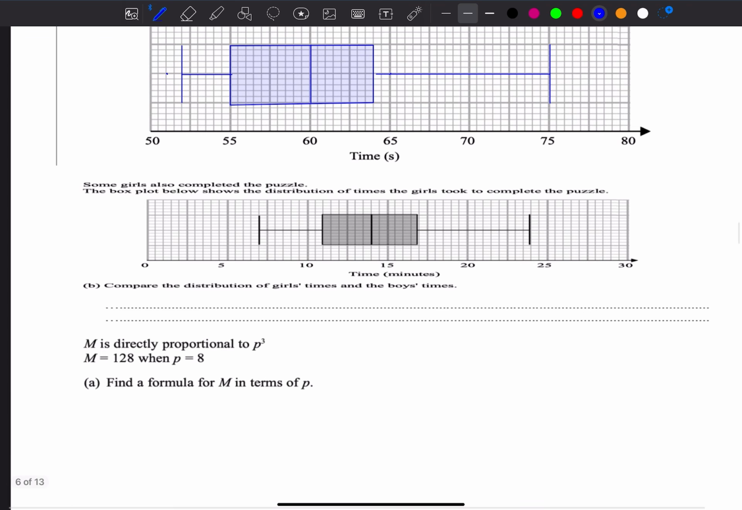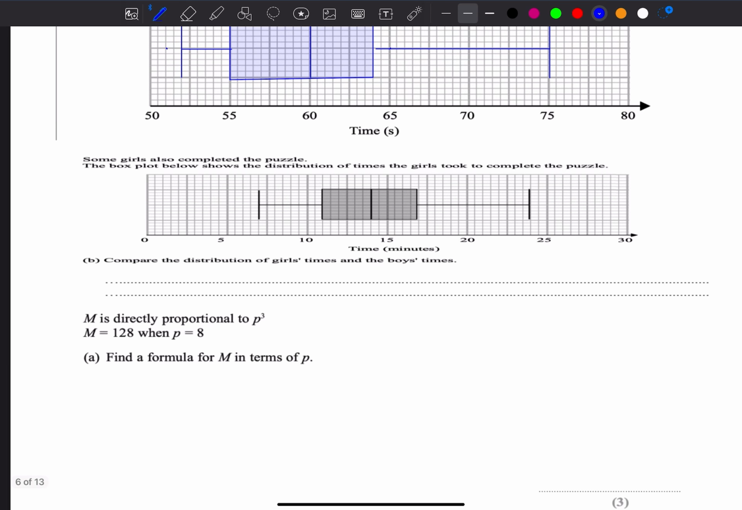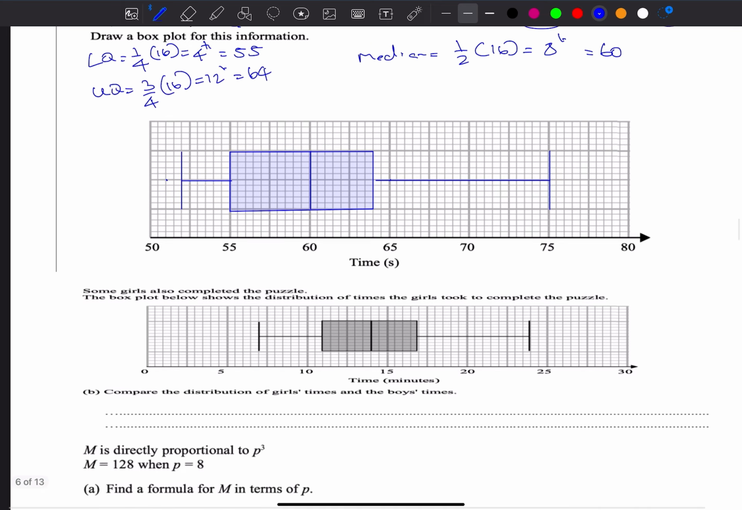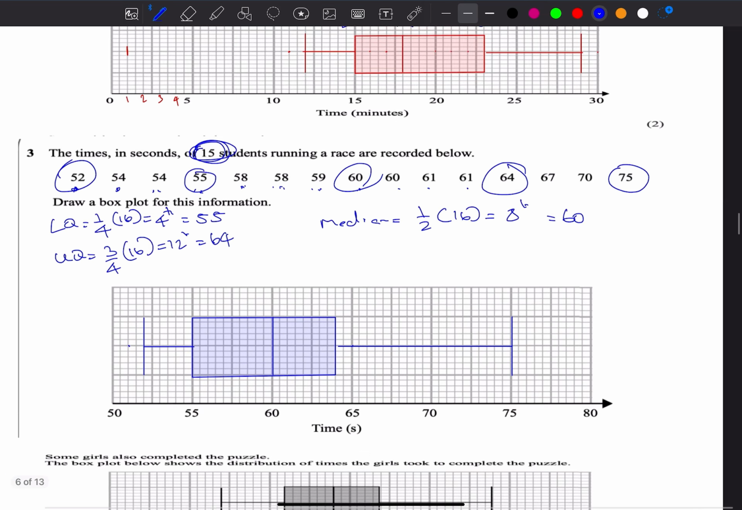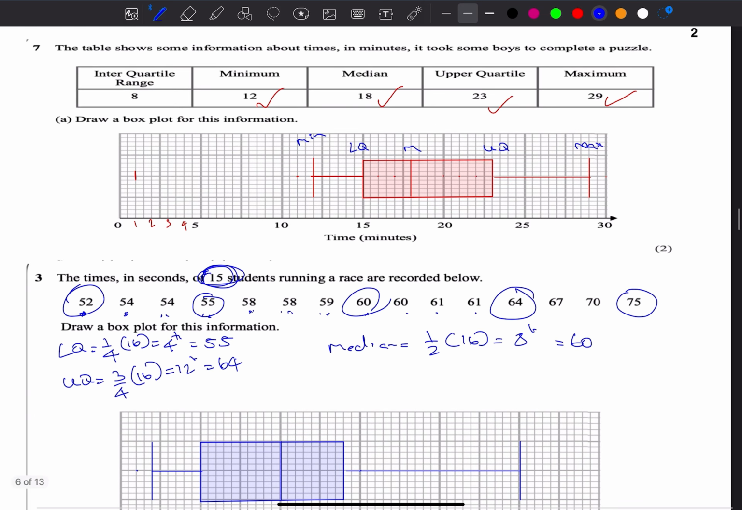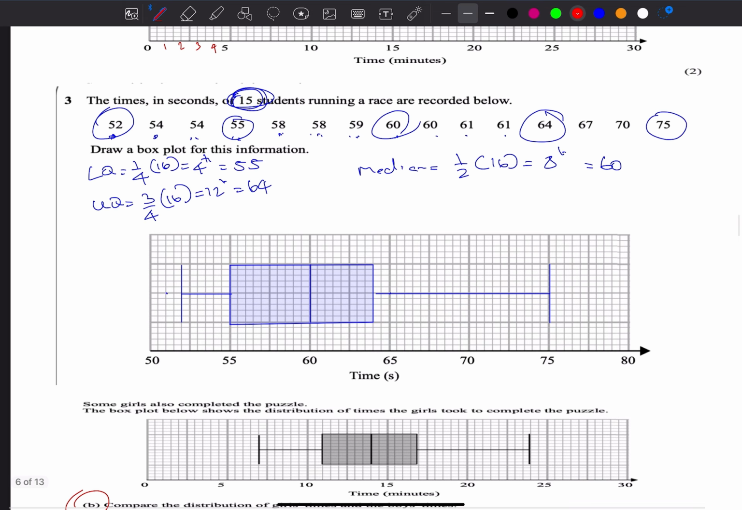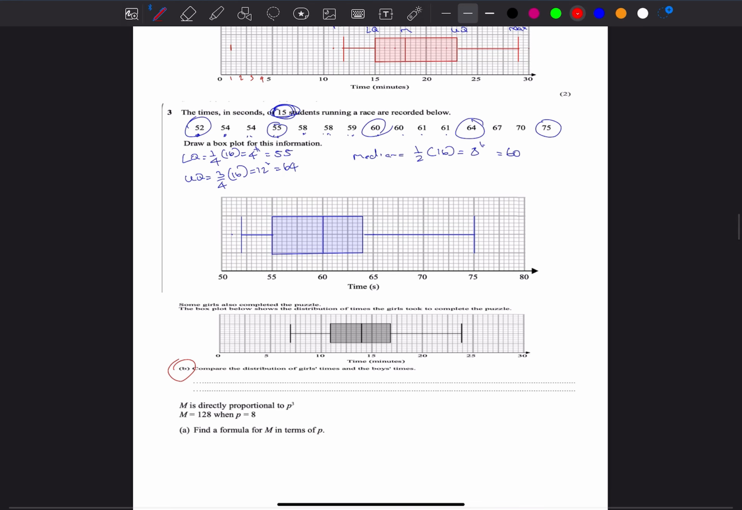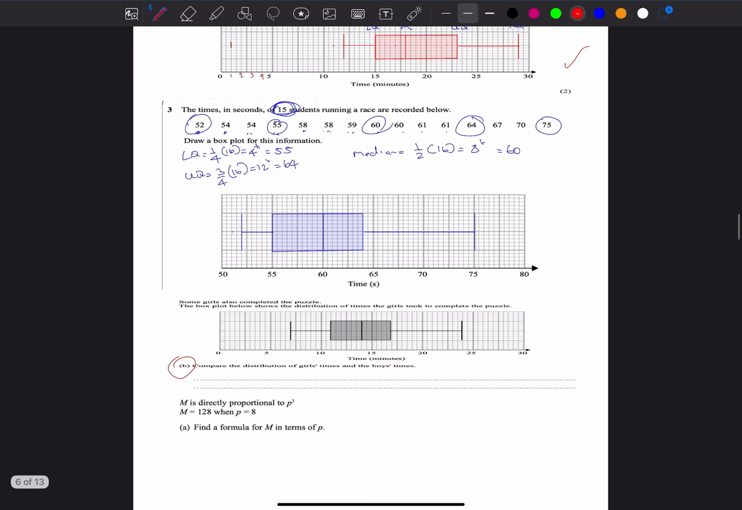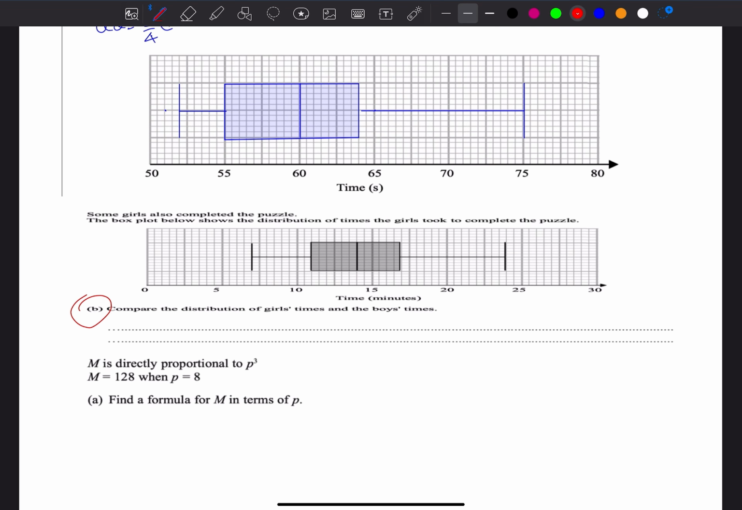The next one. Compare the distribution of the girls' times and the boys' times. This is the girls' time, and the boys' time is here. The question was a bit weird. So this is the boys' time, and this is the girls' time. So you compare those two. Who took more time, boys or girls? Yes, boys. On average, boys took more time to complete.